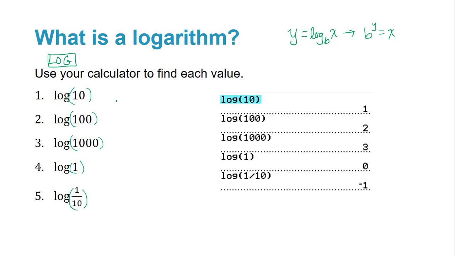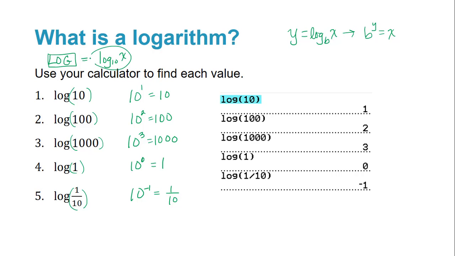So we're saying that some number to the 1 gives us 10. Well, that has to be 10, right? 10 to the 1 is equal to 10. Some number squared is 100. Well, that's 10 squared is equal to 100. Some number cubed is 1000. Well, that was 10 cubed is equal to 1000. 10 to the 0 is equal to 1. And then 10 to the -1 is equal to 1/10. So this log function on your calculator is actually understood to be the log to the base 10 of x. What this function tells us is the exponent of 10 that produces x.